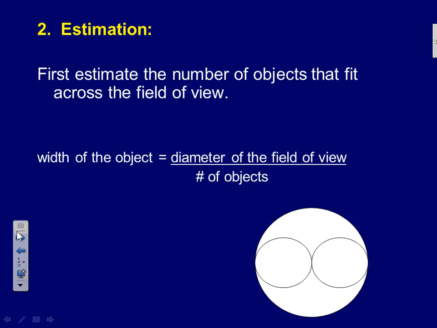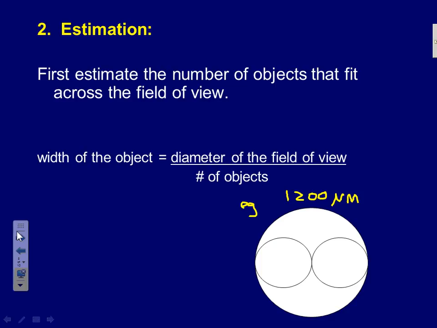The second part is estimation. So let's say that we looked into a microscope and we saw two cells like this. Now that would be perfect. See how they line up perfectly? They line up perfectly to fit perfectly. The way we determine the width of the object is to estimate how many of those objects fit across the field of view. So let's say, for this example here, that this has a diameter across it of 1,200 micrometers.